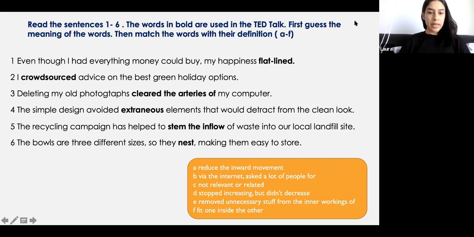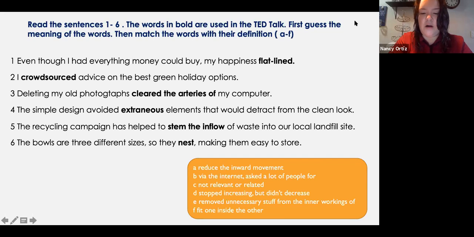The recycling campaign has helped to stem inflow of waste into local landfill site. And I think the answer is A, reduce the inward movement. Okay, reduce the inward movement. Very good. What in your opinion is inward movement?